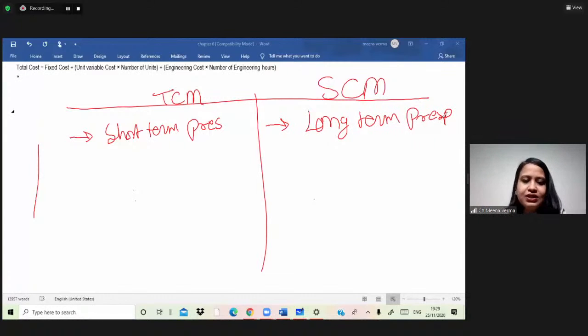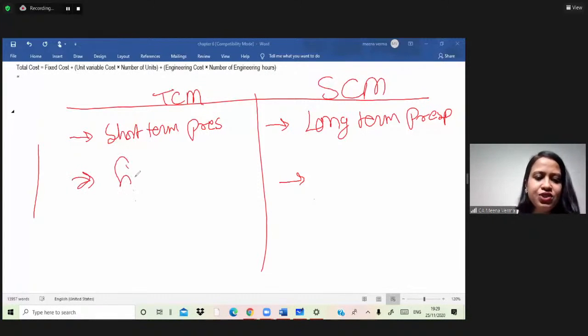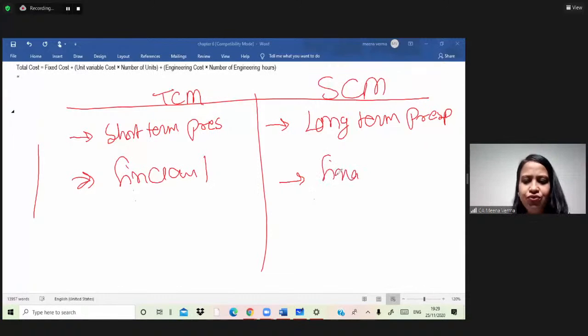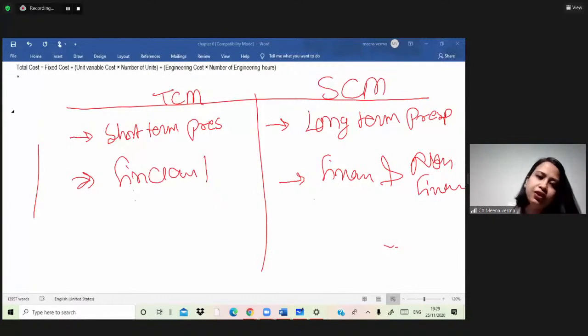Now see, what are the differences between traditional and strategic cost management? We have studied already that in traditional we take the decision considering only the financial factors, whether this is financially good or not, we accept that. And in strategic cost management, we consider both the financial factors and the non-financial factors, and then after considering both, we take the decision for the business organization.